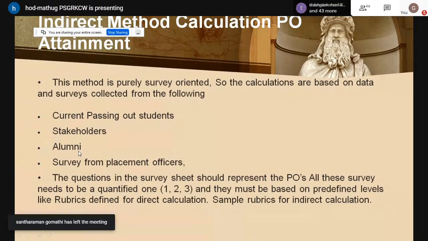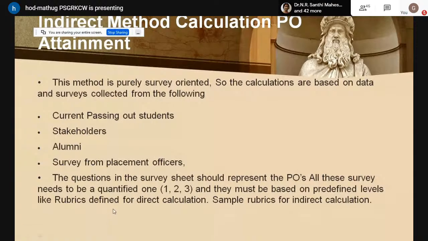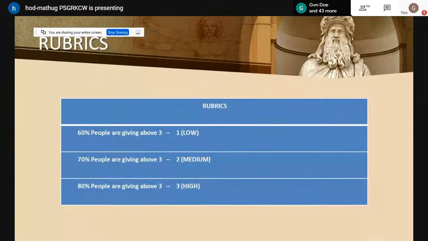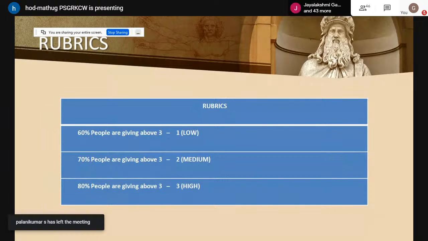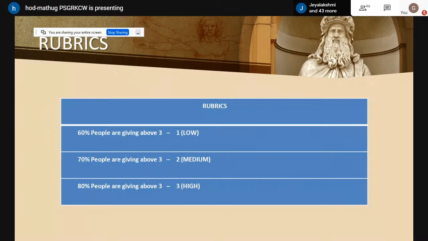All these surveys need to be quantified, on a 3-point scale: 1, 2, 3. And they must be based on predefined levels, like rubrics defined for direct calculation. So, I give sample rubrics. Already, for the courses' individual assessment we had a rubric. Then to calculate the course outcome attainment, we had a second set of rubrics. Now, when you move on to the third one, program level attainment, you also have to define a rubric, where if 80% of the people are giving a grading of 3, then I will say it is a high level of achievement. Therefore, there I will fix it as 3. In between, I will fix it as 2.